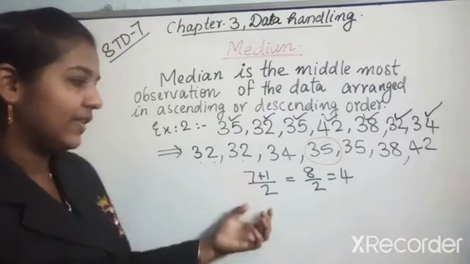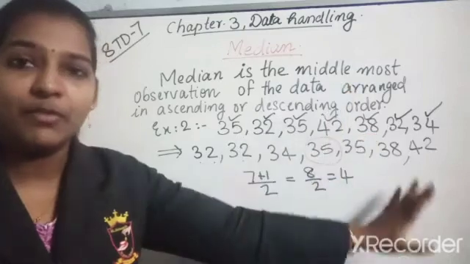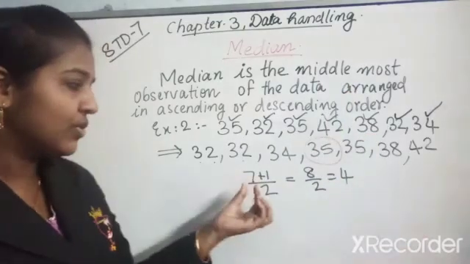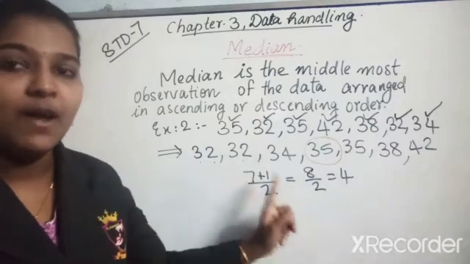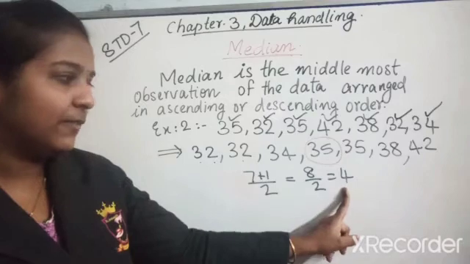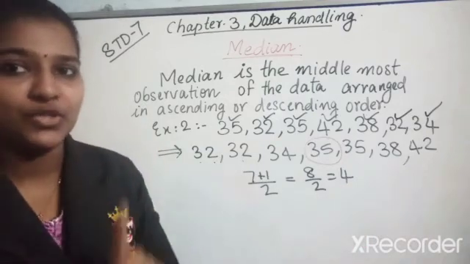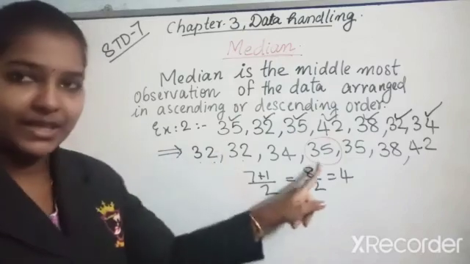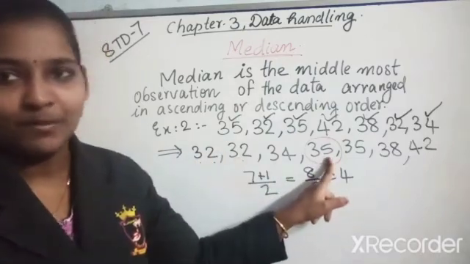So this is the easy way to find out. Here 7 numbers, 7 observations are given. So you can add 1 to 7, that is 7 plus 1 by 2, that is 8 by 2, which is equal to 4. This 4 means the number in the fourth position is the median. Okay, 1, 2, 3, 4. So 35 is the median.